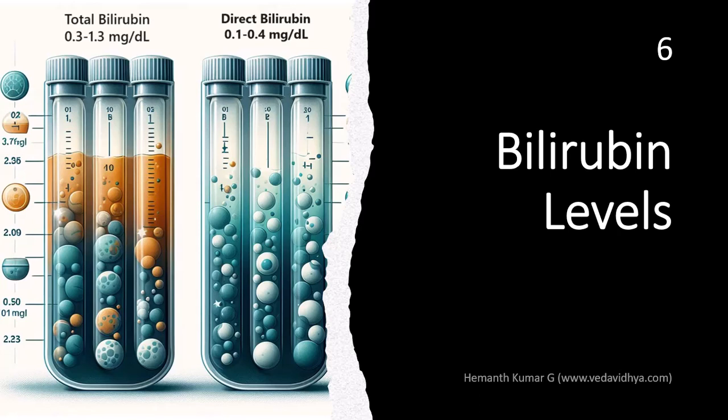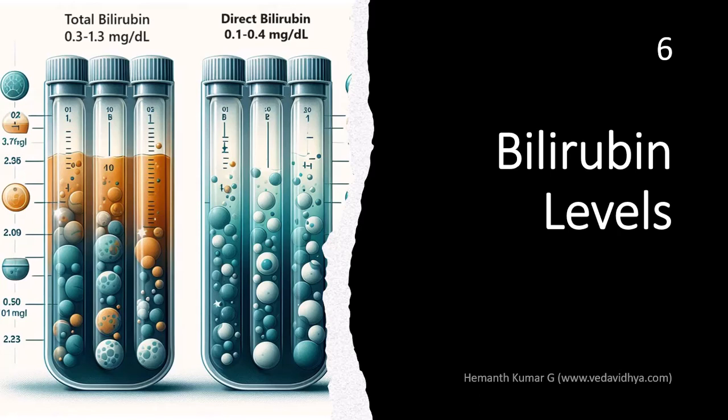Elevated levels of total bilirubin can indicate a variety of conditions ranging from hemolysis, which is excessive breakdown of RBC, to liver diseases that impair the liver's ability to process bilirubin. On the other hand, if direct bilirubin is high, it suggests that the liver is processing bilirubin properly, but there might be a blockage in the bile ducts preventing its excretion. This could be due to gallstones, tumors, or inflammation of the bile ducts.